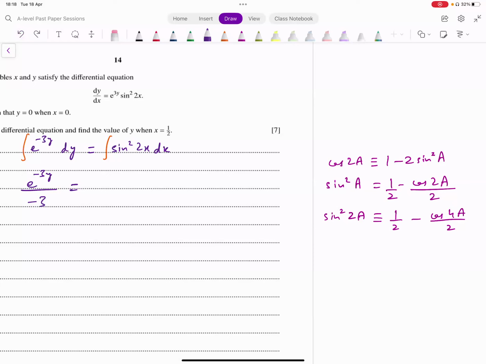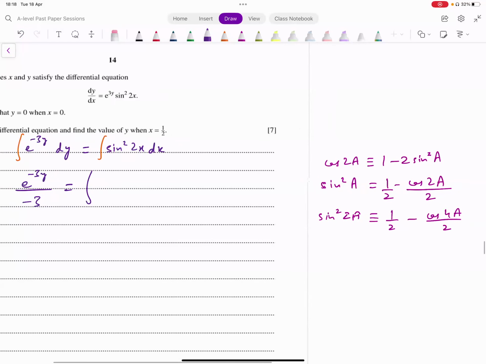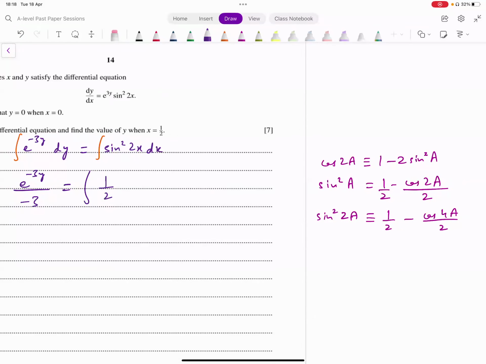सो इसको इंटीग्रेट करने के लिए मुझे क्या करना पड़ेगा? sin square 2x को I'll have to write it as 1 over 2 minus 1 over 2 into cos of 4a. इस तरह लिखना पड़ेगा. a की जगह में in fact I have to write x here. This is what this form can be converted to. जब आप ये conversion कर लेंगे, the rest is pretty straightforward after that.